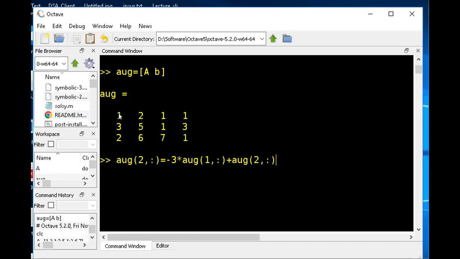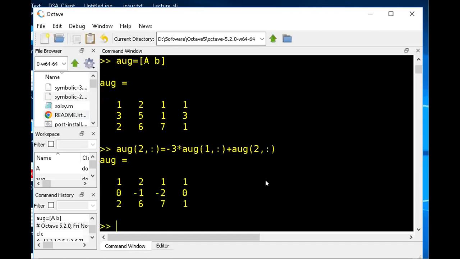So I multiply the first row by -3, and add that to the second row, and the second row is replaced with that. Okay, so let's see. Here we go, so we have 0 here.